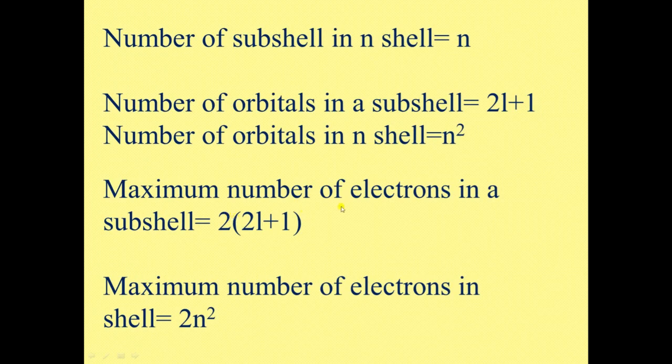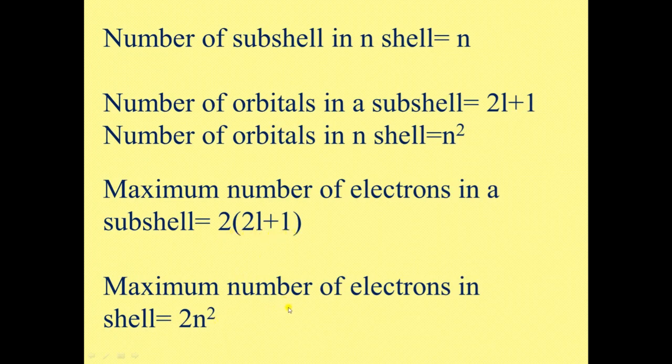Next formula: the maximum number of electrons in a subshell is equal to 2 into (2l plus 1). If you have to find the number of electrons in the s subshell, for s the value of l is equal to 0, so it will be equal to 2. That means only 2 electrons are present in the s subshell. In the same way, for the p subshell the value of l is 1, so it is equal to 6. That means a total of 6 electrons are present in the p subshell. In the same way, you can find out for the d and f subshells.